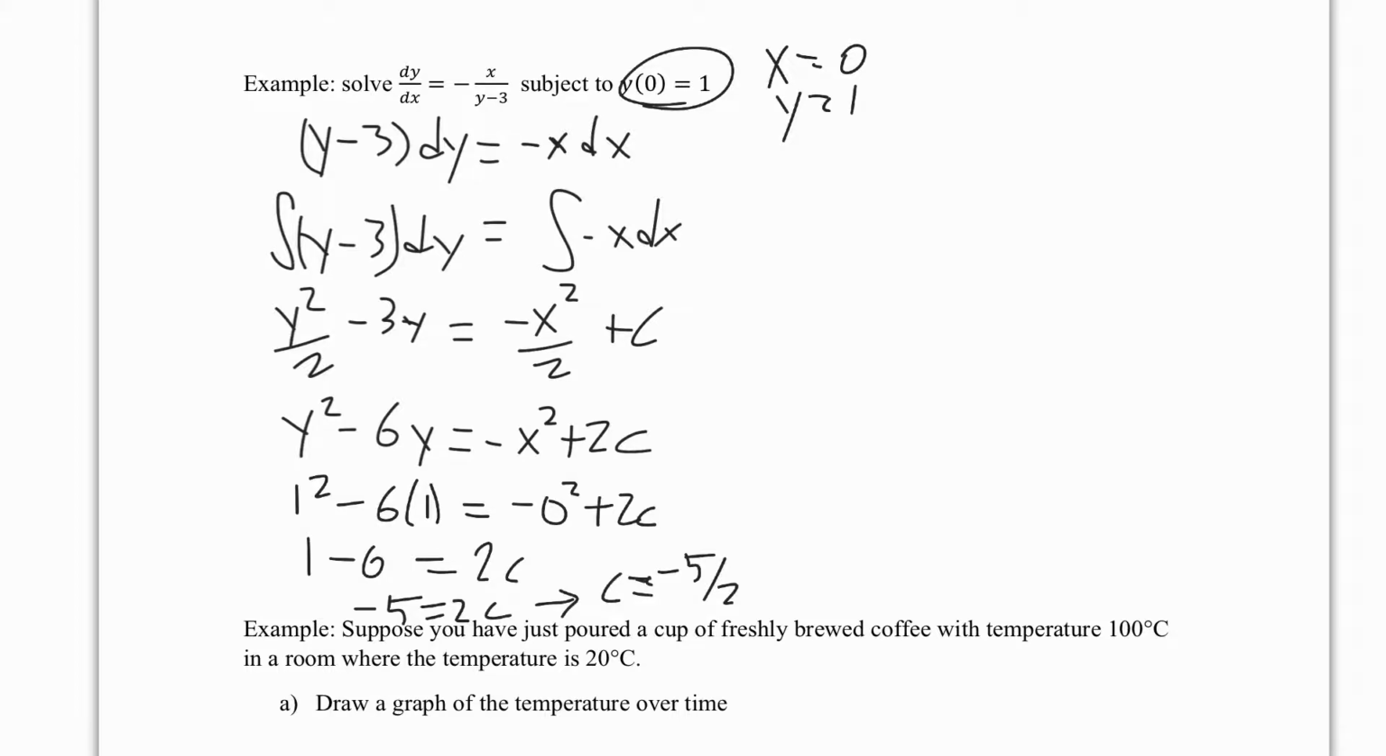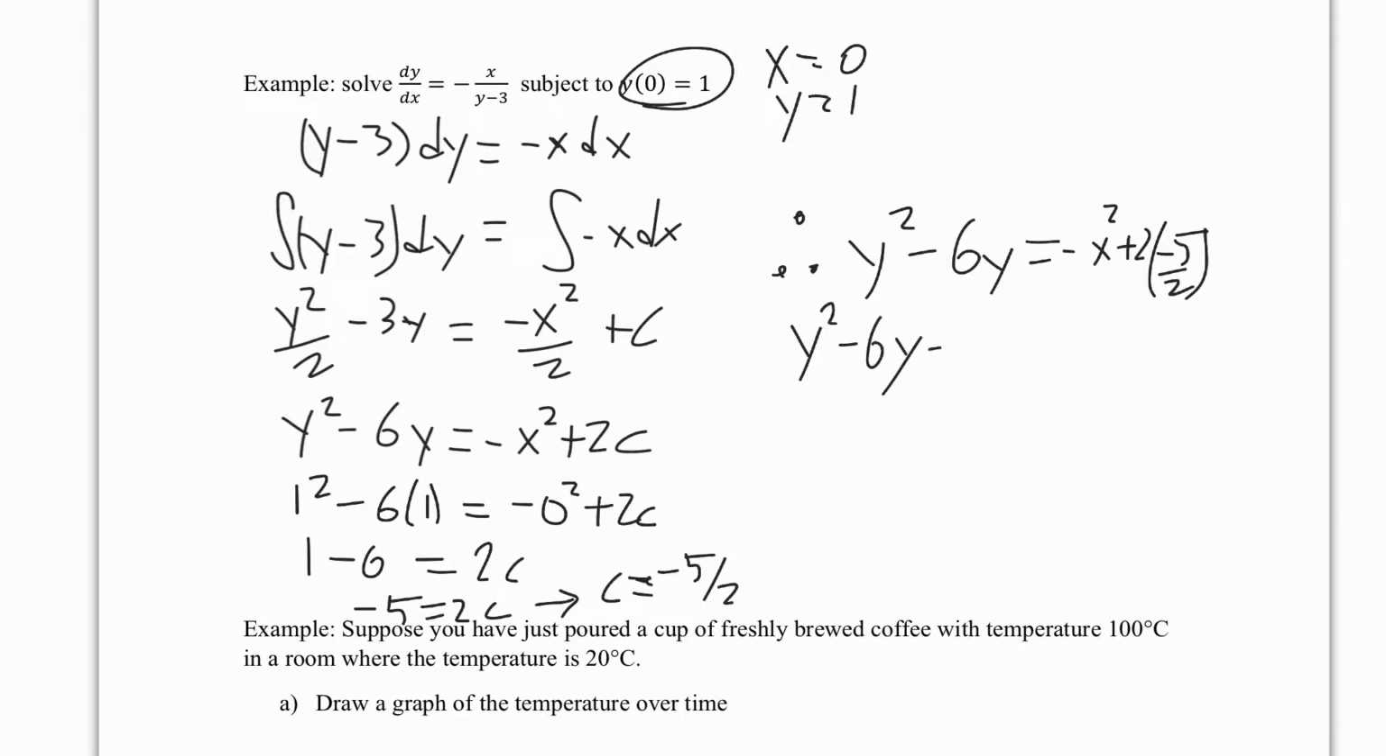All right. Well, therefore, I have my equation. It's called an implicit equation because it doesn't have y isolated, but that's okay. We have y squared minus 6y equals negative x squared plus 2 times negative 5 over 2, which we should probably simplify. So y squared minus 6y equals negative x squared minus 5. That looks nice. And that's my solution to the differential equation subject to the initial condition.